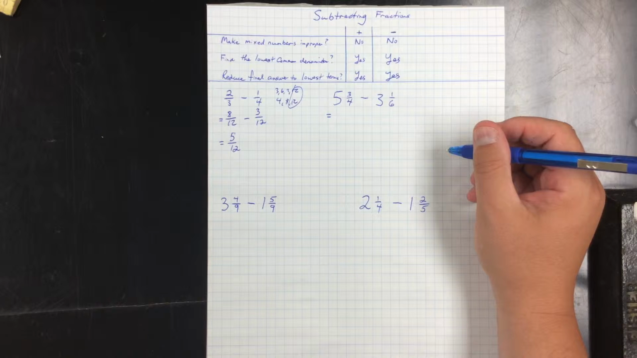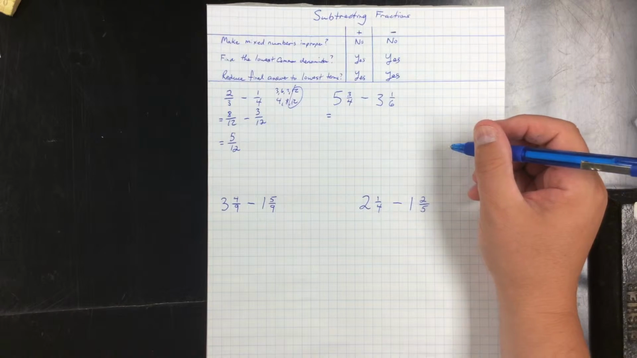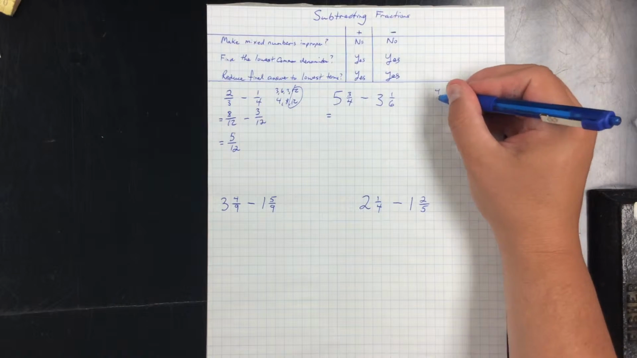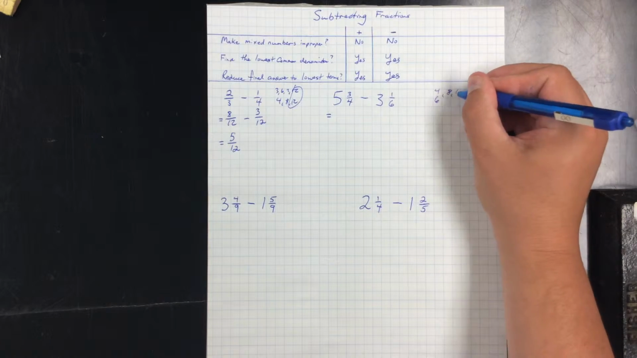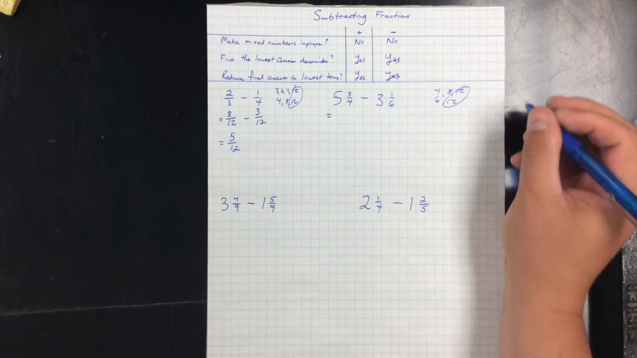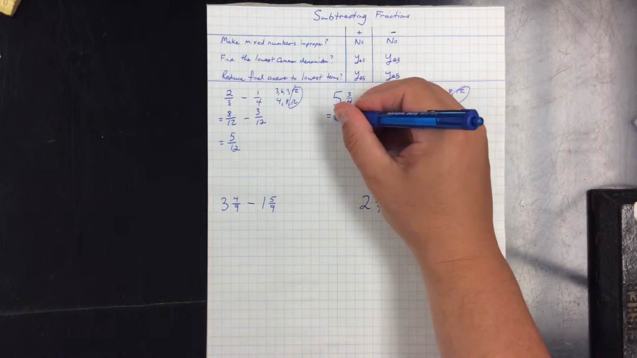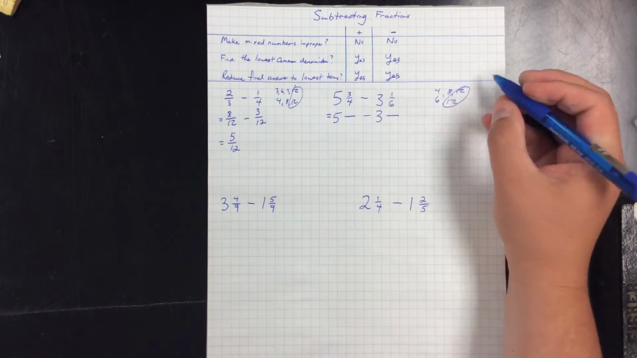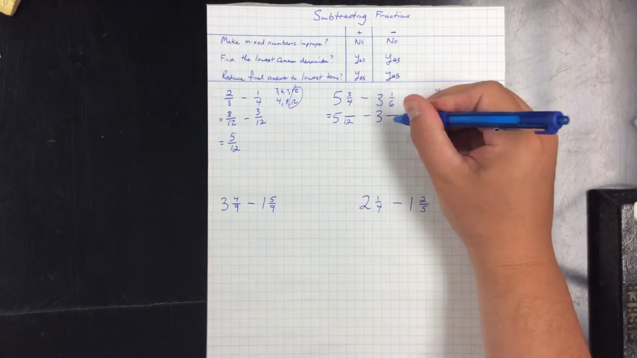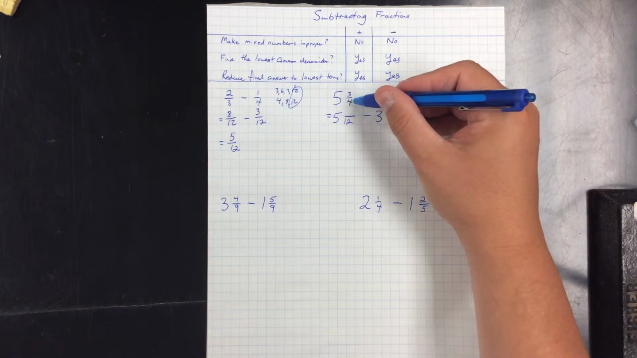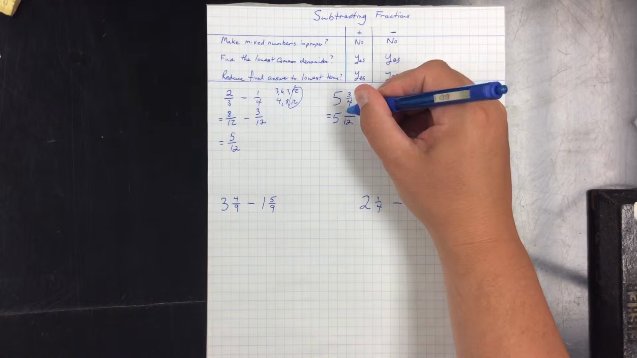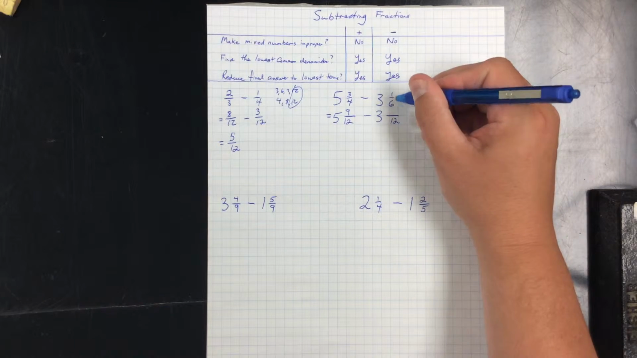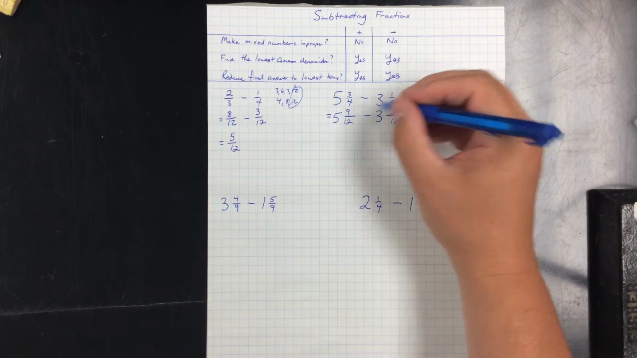So 5 and 3/4 minus 3 and 1/6. So we're going to look at 4 and 6 and find their lowest common multiple, which is going to be 12 again. So I'm going to keep my whole numbers, and I'm going to keep my denominators now as 12. So 4 times 3 is 12, so 3 times 3 is 9. 6 times 2 is 12, so 1 times 2 is 2.